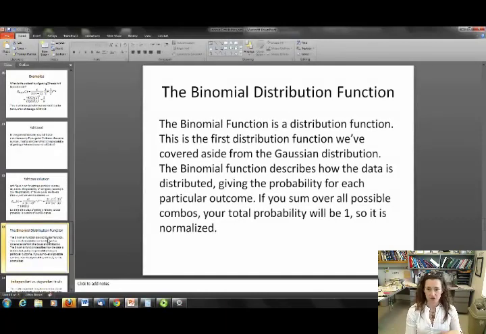All distribution functions describe how data is distributed, and they give a probability for any particular set of outcomes or range of outcomes. That's what distribution functions do. And also, distribution functions should be normalized, which means that if you sum over all your possible combos or integrate your function over all space, your total probability is 1, or 100%, and that's what a normalized function is. And in fact, the binomial function does all of those things, so it's a distribution function.